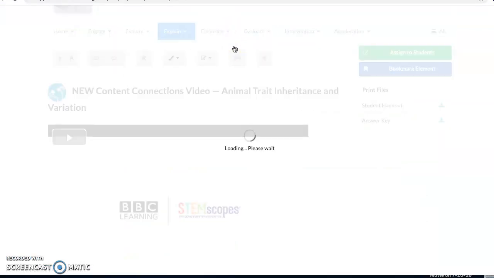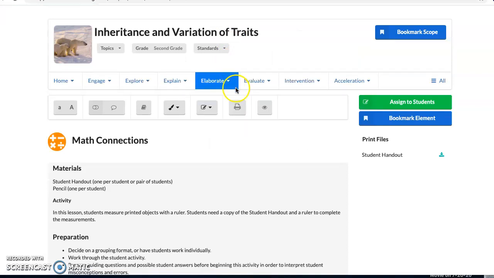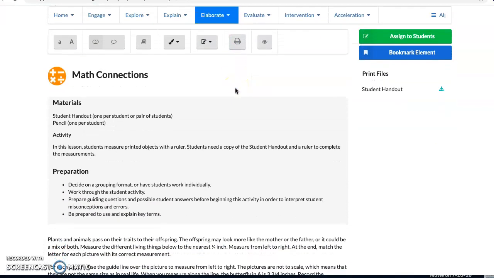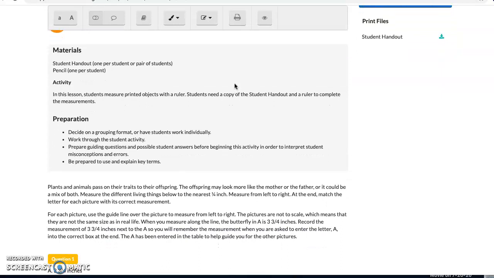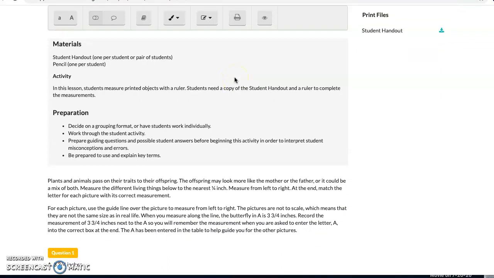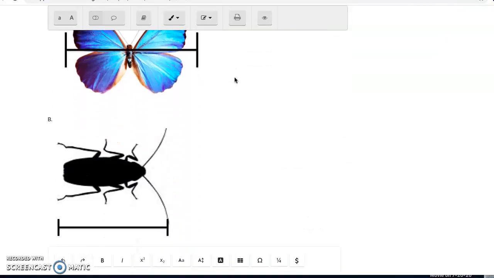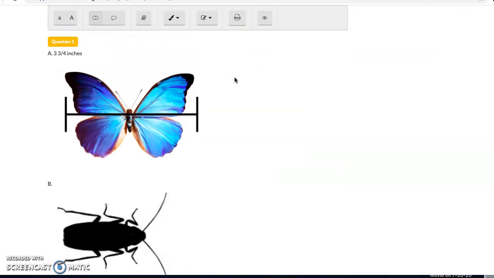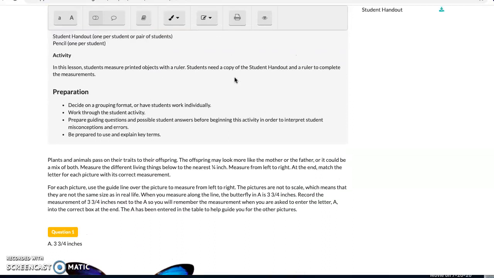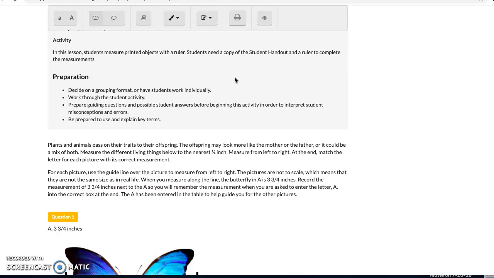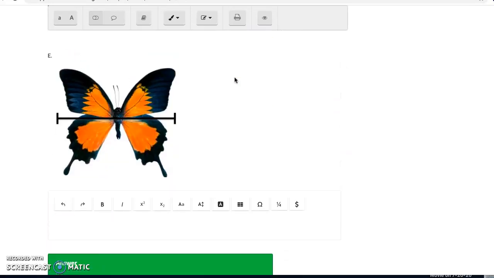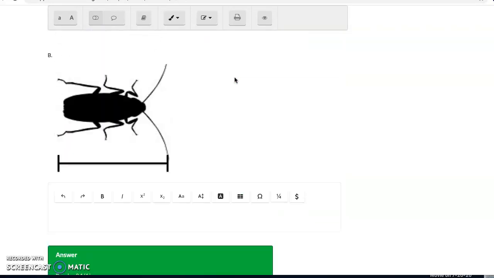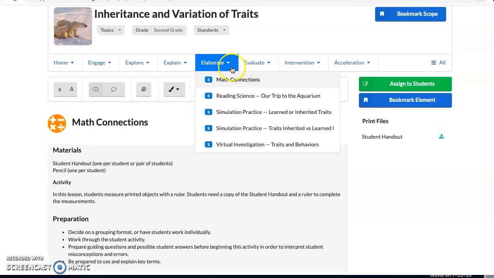So there is always a math connection within Elaborate, and it tells us what that is. In this case, measuring printed objects with a ruler. And we're thinking about inherited traits, so it's going to be all plants and animals here. So we've got that math integration that goes along with second grade math skills.